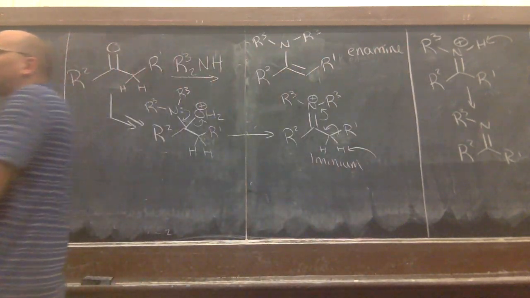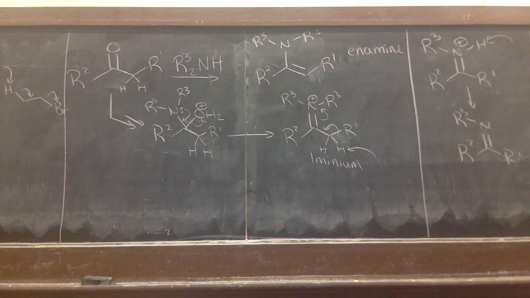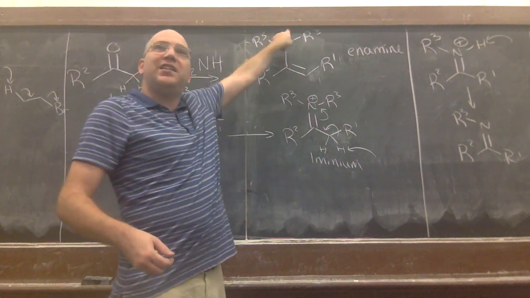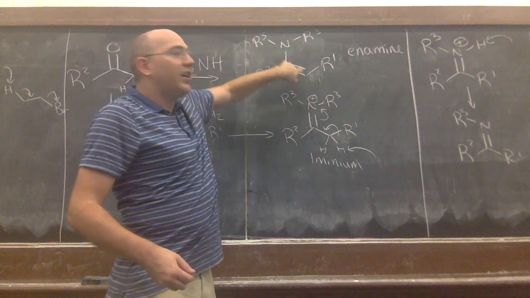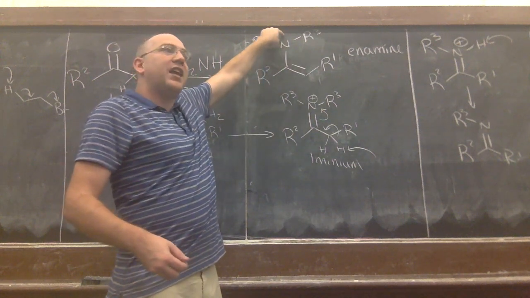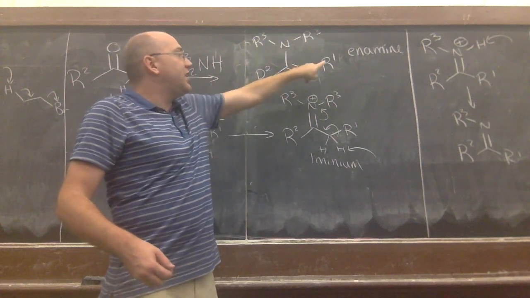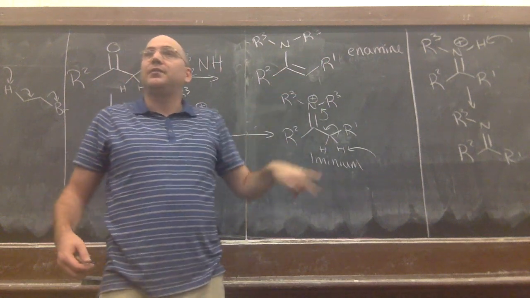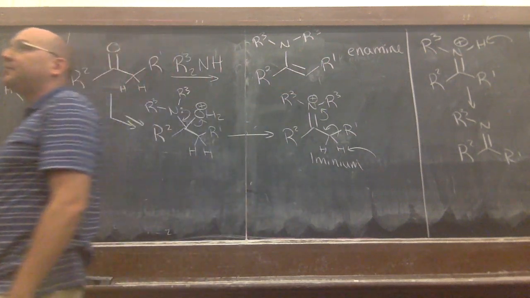Remember enols? What an enol is? It's an alkene connected to an alcohol, right? Enol. So the same type of name, this is an amine. So if this was an OH, that would be an enol. This has got a nitrogen there, so it's an enamine. Okay? Does that make sense?